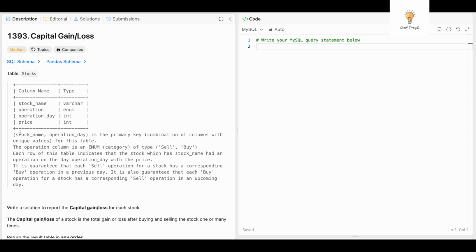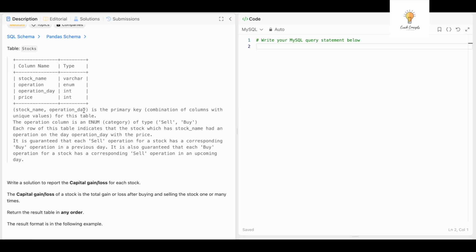So let's read the question. This is our table. These are the columns: stock name, operation day, price, and these are their data types. Stock name and operation day is the primary key, a combination of columns with unique values for this table. So our primary keys for this table are stock name and operation day together.